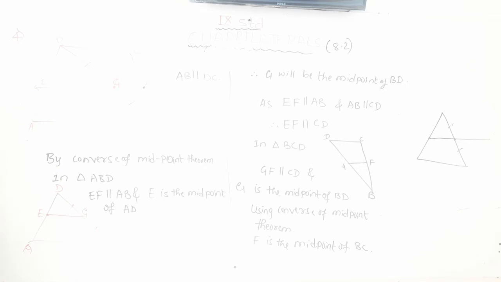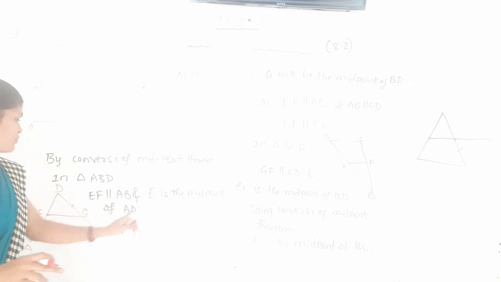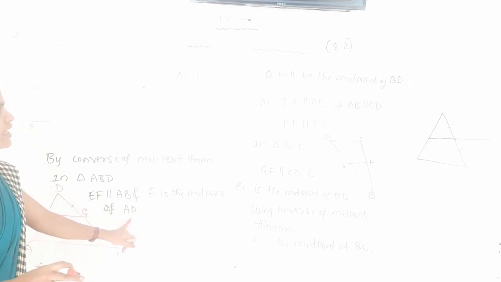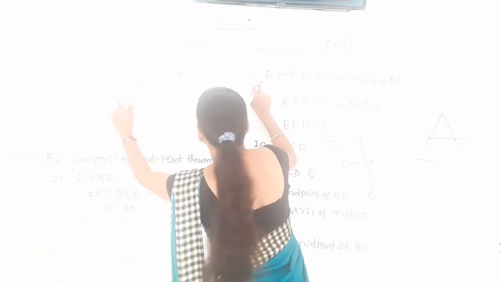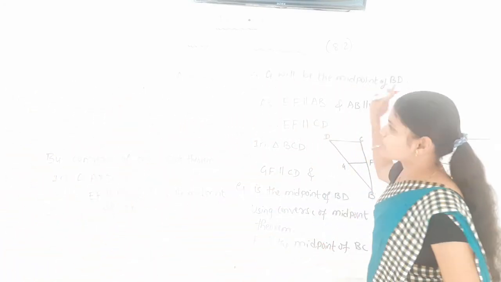Yes, see here your EF. In triangle ABD, EF is parallel to AB and E is the midpoint of AD. Yes or no? E is the midpoint of AD. Then by using the converse of midpoint theorem, we can decide this G will be the midpoint of BD.